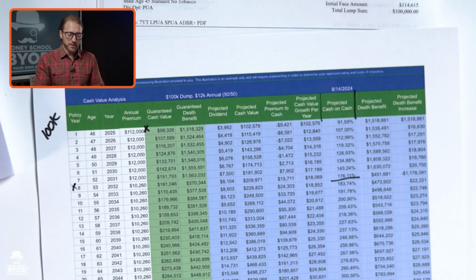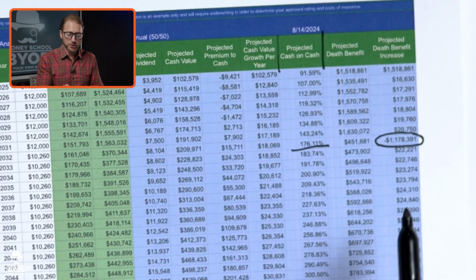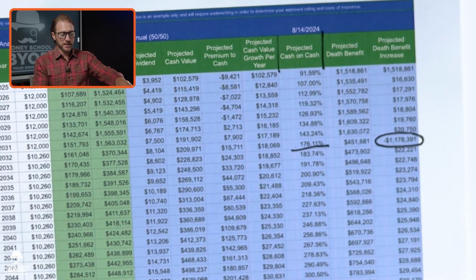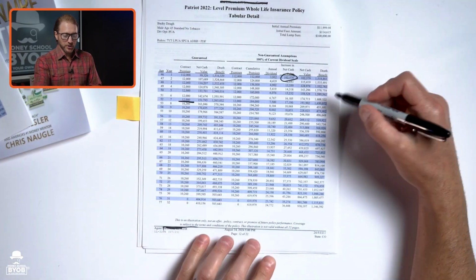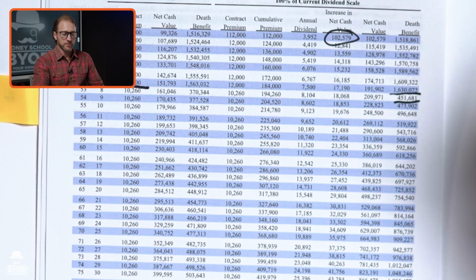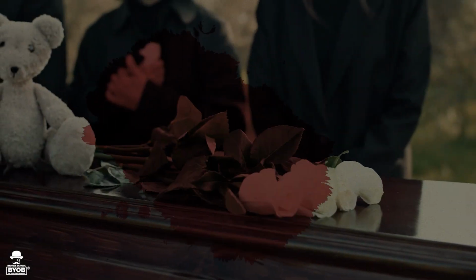The downside to that number bumping up like that is we drop the term rider, so we lose 1.1 million and some change in death benefit. And you can see it over here as well. We go from 1.63 down to 451 in death benefit. But again, if you're designing one of these policies, you're designing it for maximum cash value efficiency, not maximum death benefit. That's a different discussion for a different day.